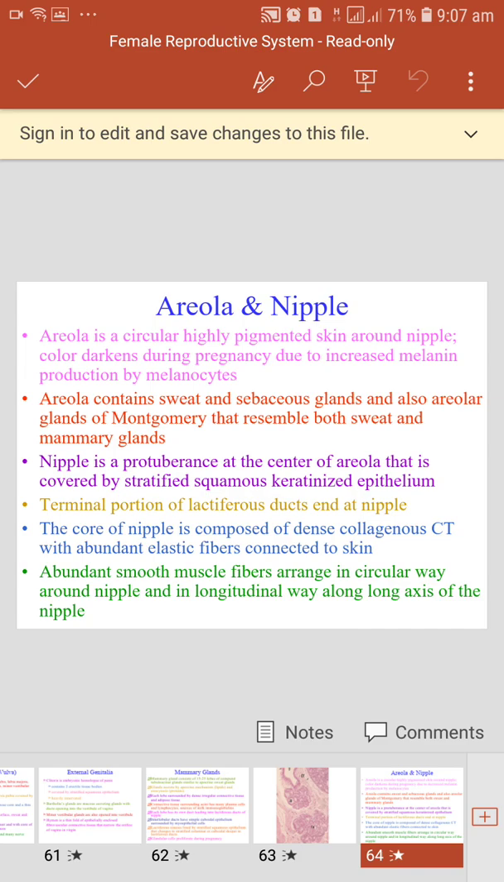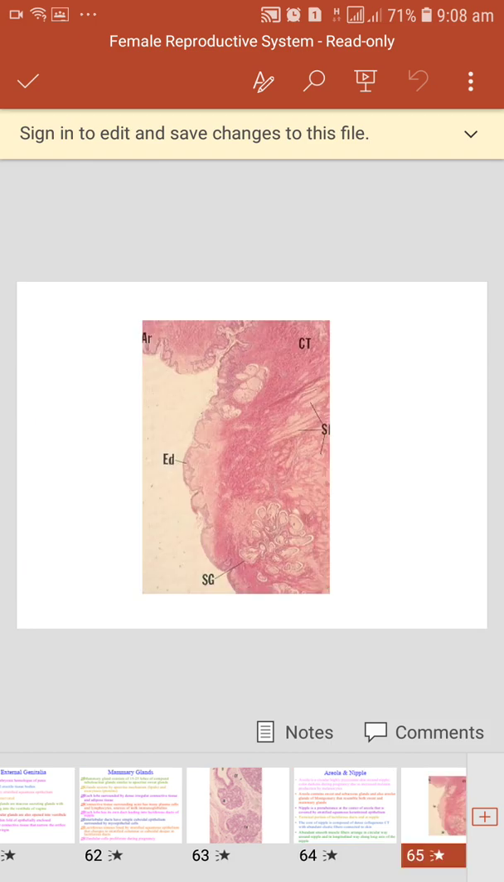The nipple is a protuberance at the center of the areola covered by stratified squamous keratinized epithelium. The terminal portion of the lactiferous ducts ends at the nipple. The core of the nipple is composed of dense collagenous connective tissue with abundant elastic fibers connected to the skin. Abundant smooth muscle fibers are arranged circularly around the nipple and longitudinally along the long axis of the nipple.